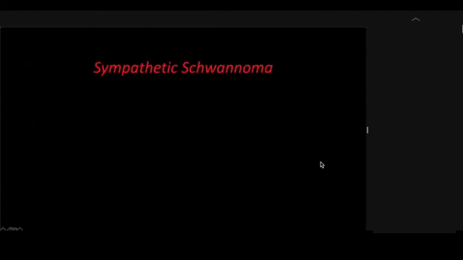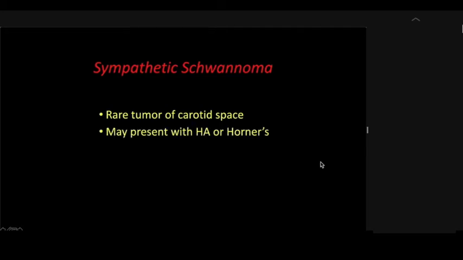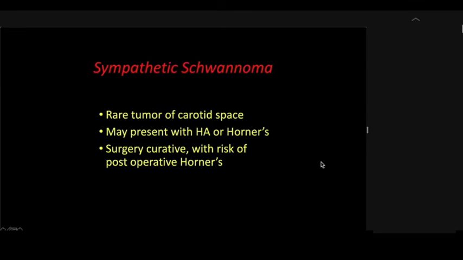This was a sympathetic chain schwannoma. This is a rare tumor of the carotid space. It may present with headache or Horner syndrome. Surgery is curative, but there is a risk of postoperative Horner syndrome, and it may be associated with NF2. Thank you very much.